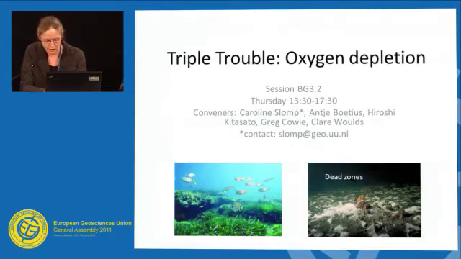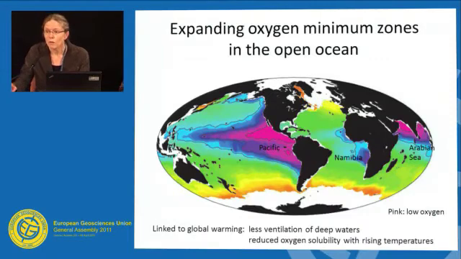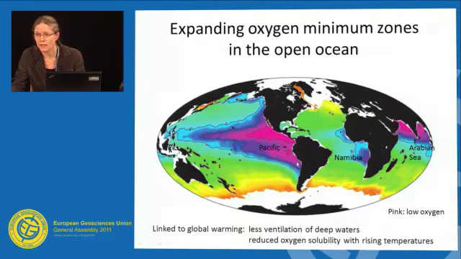So how does that actually work? Well, we have areas of low oxygen that naturally occur in the ocean. So we have these, for example, in the Pacific. They mainly occur along the western side of continents, so in the Pacific Ocean, along the coast of Namibia, and also in the Arabian Sea.